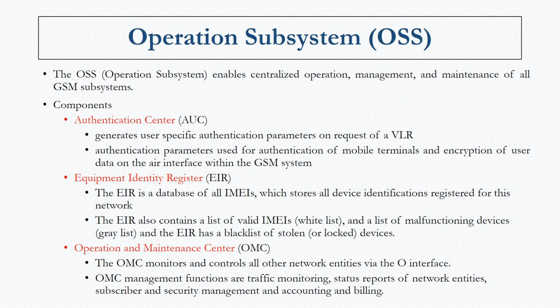Now this register's details could be of 3 categories. 1, it could be a white list, a grey list, or a black list. Valid IMEI numbers and the corresponding devices are categorized as the whitelist. There may be a few malfunctioning devices which are categorized as the grey list, and of course a set of stolen or locked devices under a category called the blacklist.